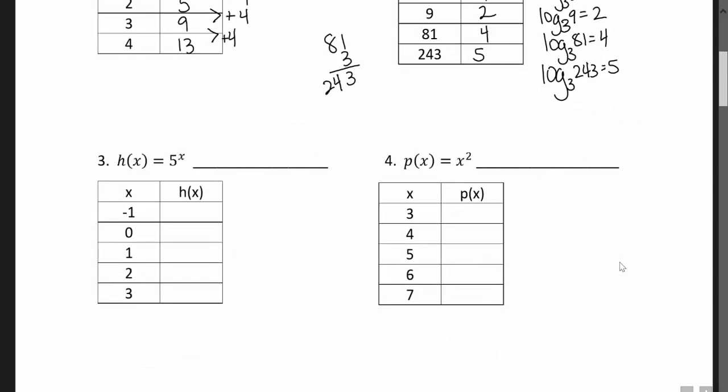Moving on to number 3. This is exponential because my variable is the exponent. So 5 to the negative 1 is 1/5. 5 to the 0 is 1. 5 to the 1 is 5. 5 squared is 25. 5 cubed is 125. So you can see that in your table, this is growing by multiplying by 5. It has a constant ratio. A lot of you like to still say rate. It has a constant ratio of 5.